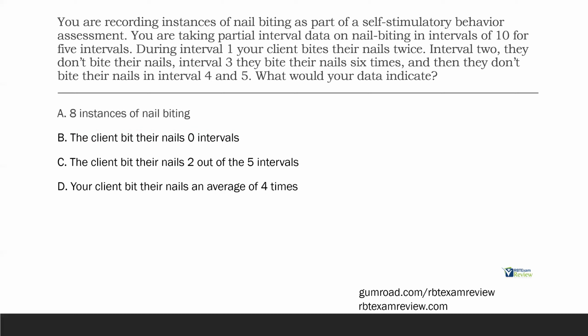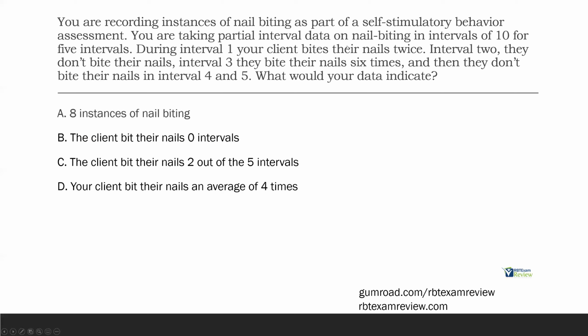Well, no. Okay. Perhaps if we were taking whole interval data, we would show 0 intervals, depending on how long the intervals were, right? Because in whole interval, you have to bite your nails the entire interval, okay? But we're not taking whole interval data. We're taking partial interval. So C, the client bit their nails 2 out of the 5 intervals. So this looks pretty good, right?